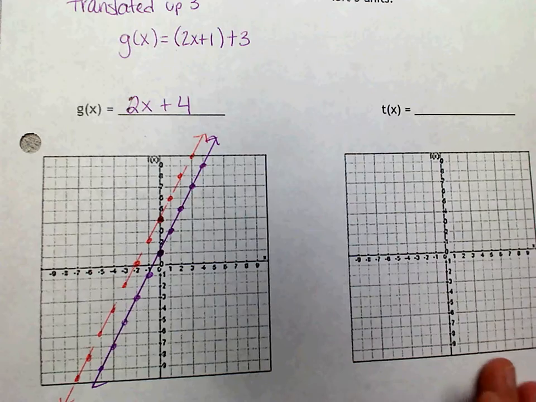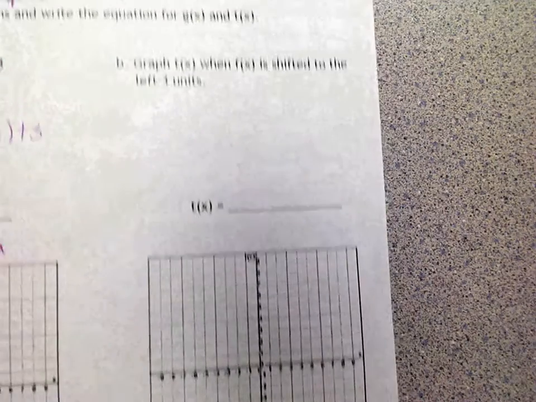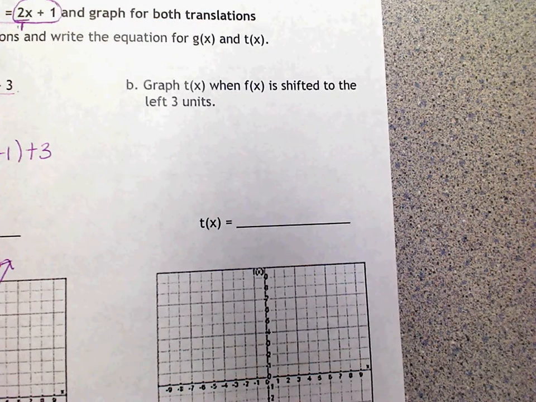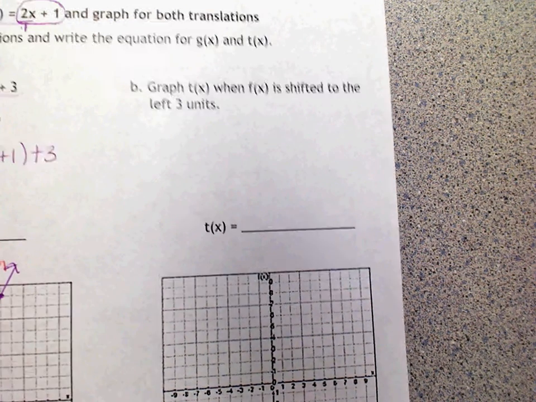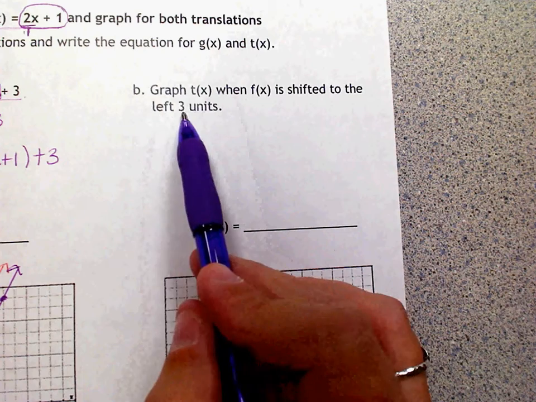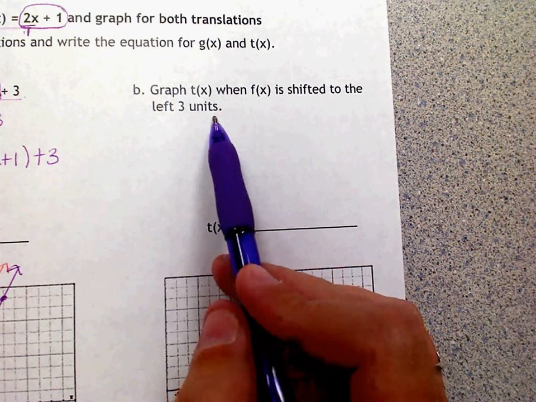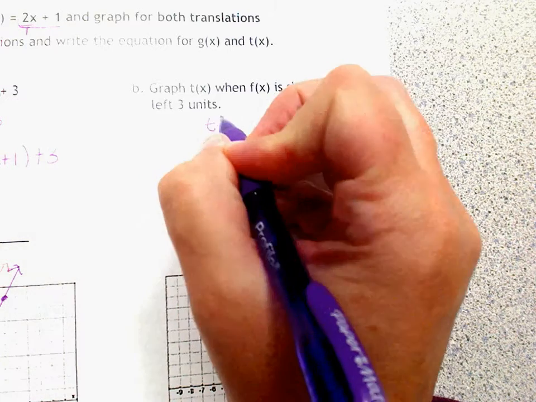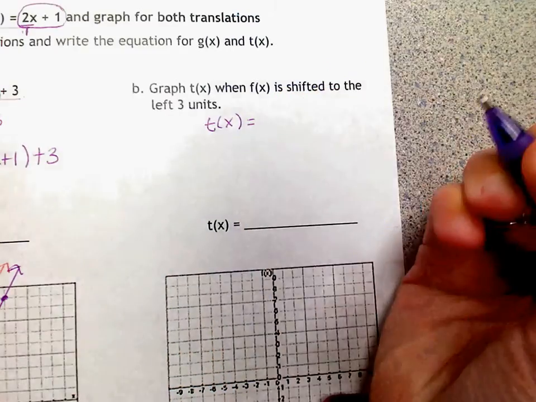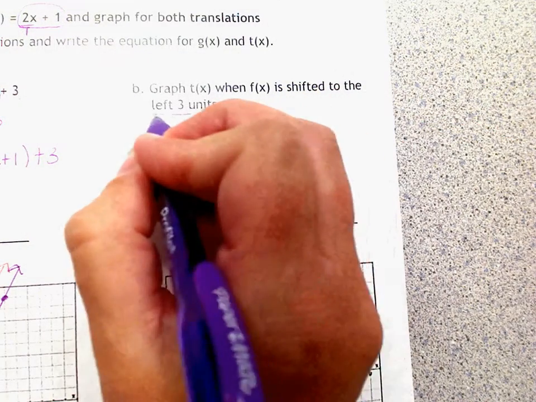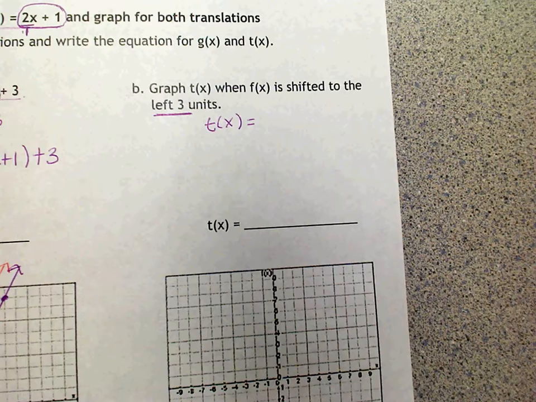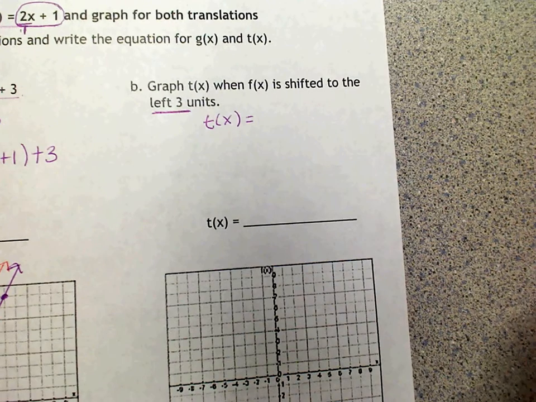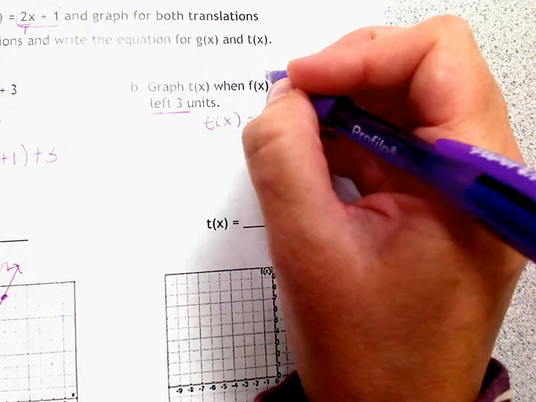All right, let's look at B. We're going to take this same equation that we started with, and this time we're going to shift it to the left 3 units. So how am I going to write that rule? So we're going to have t of x equals, if we're shifting to the left 3 units, where's that go? Inside. So it's going to go inside here.